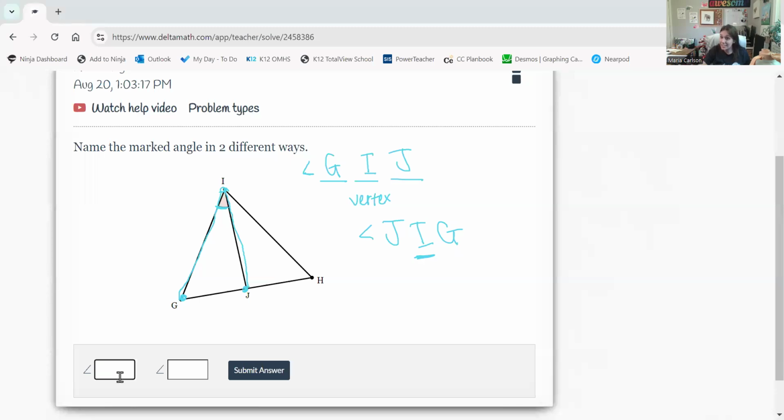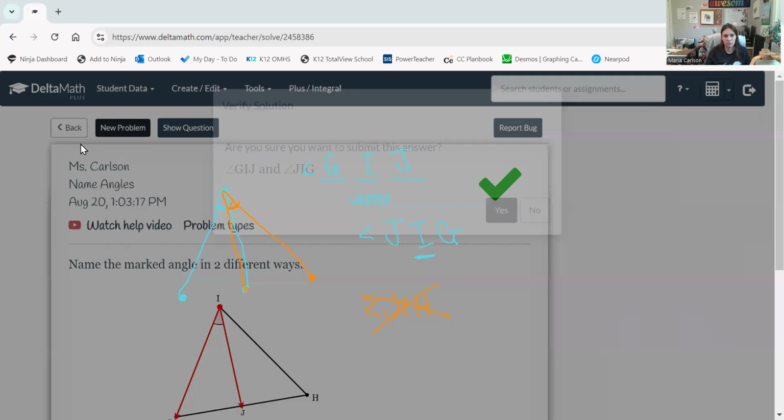JIH is a different angle, I will note. JIH, if I'm asked to find that angle, starting at J, I should be the vertex, and then H is a point on the other ray, so that would be this angle, not the one that is marked. So the angles that would work here would be GIJ and JIG. All right.